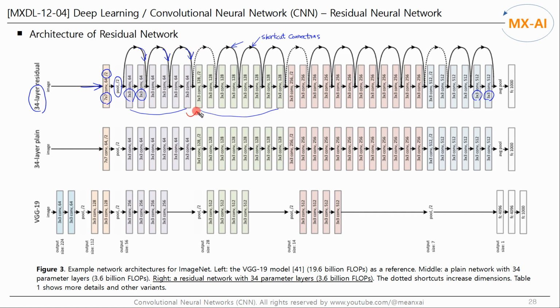As the color of the layer changes, the dimensions of the input and output also change. So the shortcut connection shown as a dotted line downsamples the input and then adds it to the output. We'll look at this in more detail later in the implementation code. This output is then passed through an average pooling layer and finally to a feed-forward network. This is the architecture of ResNet34.